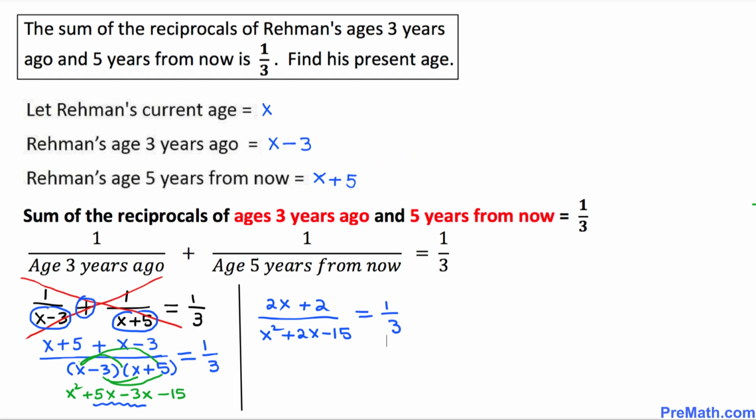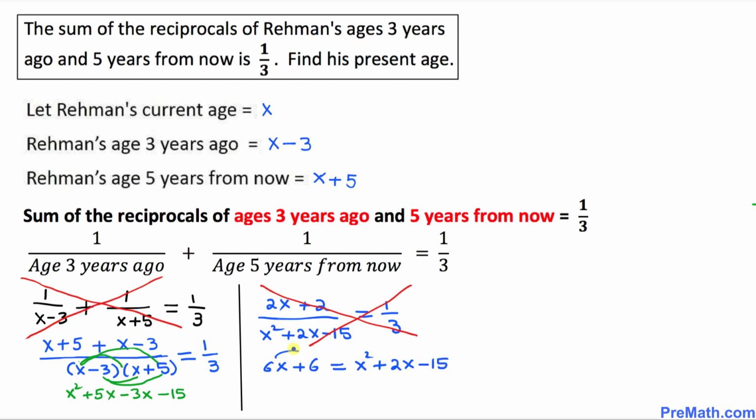Now the next thing we're going to do is, since we still have a fraction, we want to remove the fraction, so we're going to cross multiply this and this one. That means we're going to multiply 3 times this whole thing. So that becomes 3 times 2x, which is 6x, plus 6, equal to 1 times this quantity, which is simply going to become X squared plus 2x minus 15.